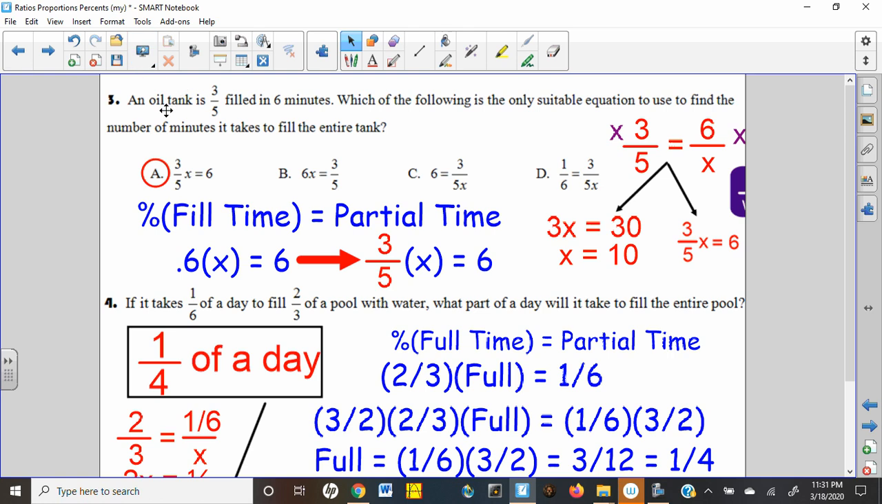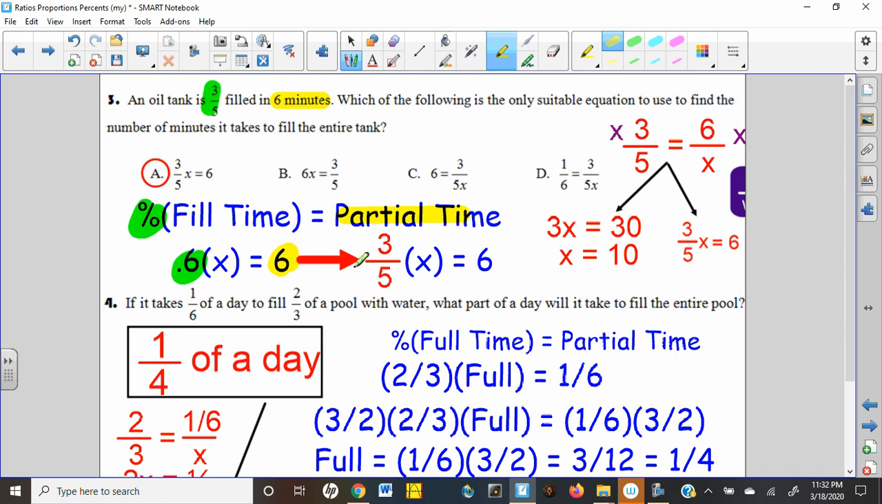An oil tank is 3/5 filled, so that's 0.6 or 60%. So that's our percentage. All right, 3/5 is our percentage there. The full time we don't know. That's what they're asking us to determine, or at least to write an expression for. But the partial time that it took to do 60% of the tank was 6 minutes. So that's this.